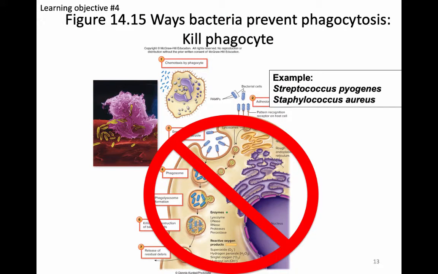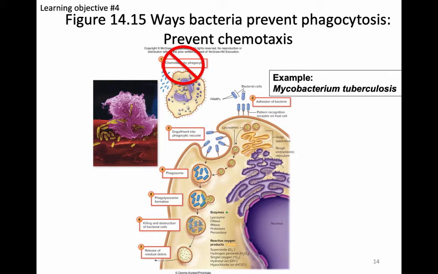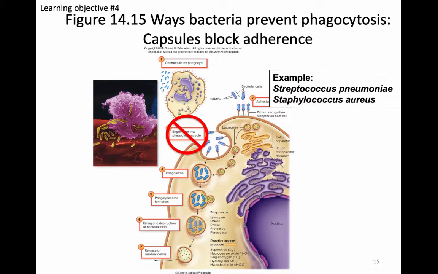There are several ways that bacteria have evolved to prevent phagocytosis. One of them is to simply kill the phagocyte by releasing phagocyte-destroying molecules. Two microbes that do this are Streptococcus pyogenes and Staphylococcus aureus. Microbes have also evolved ways to prevent chemotaxis, so the phagocyte cannot locate the microbe. Bacteria with capsules are able to block the adherence step, so the pattern recognition receptors on the surface of the phagocyte cannot bind to a capsule, and they cannot adhere to the microbe.